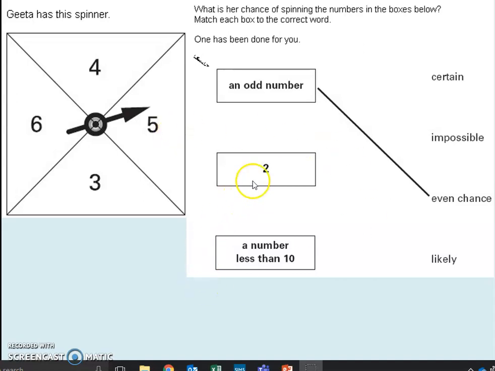Now, what is the probability that you get a 2? Will you get a 2 by spinning the spinner? No. So it is 0 out of 4. That is, getting a 2 is impossible. A number less than 10. Which of these numbers are less than 10? All the 4 numbers are less than 10. So however you spin the spinner, you will get a number which is less than 10. So 4 out of 4 is the probability. What is 4 out of 4? It is 1. So what is the probability of getting a number less than 10? It is certain. For sure it will happen.